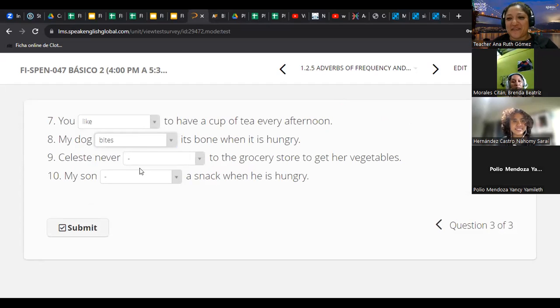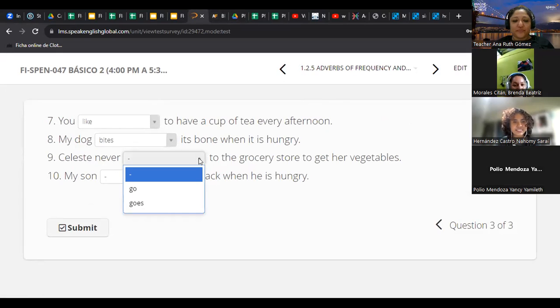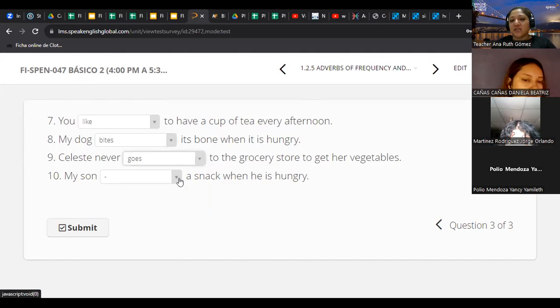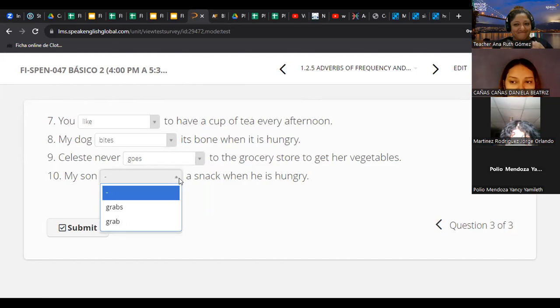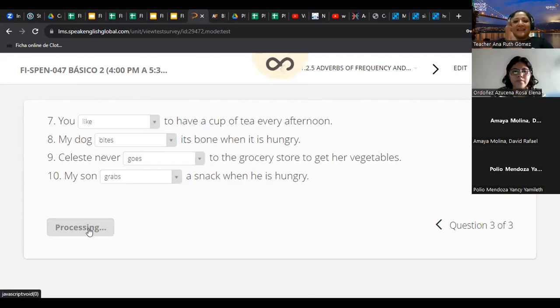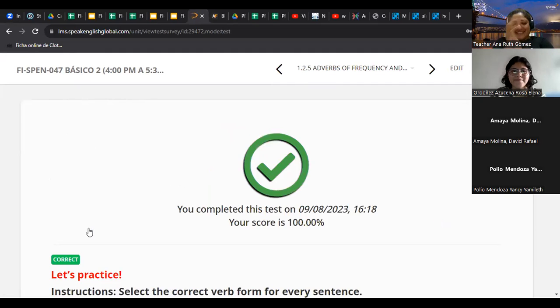All right. That is the meaning of bite. What about Celeste? Never goes. Listen to the pronunciation. Me encantó porque se fijaron entonces cómo lo pronuncié. You say goes, you don't say go. Very good. What about my son? My son grabs a snack. Excellent. Very good. Nice.